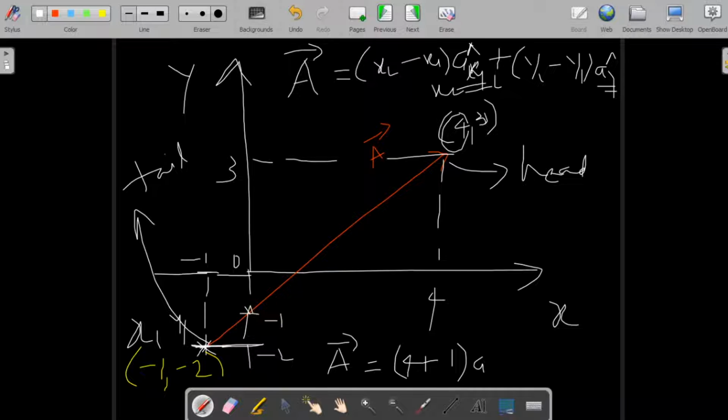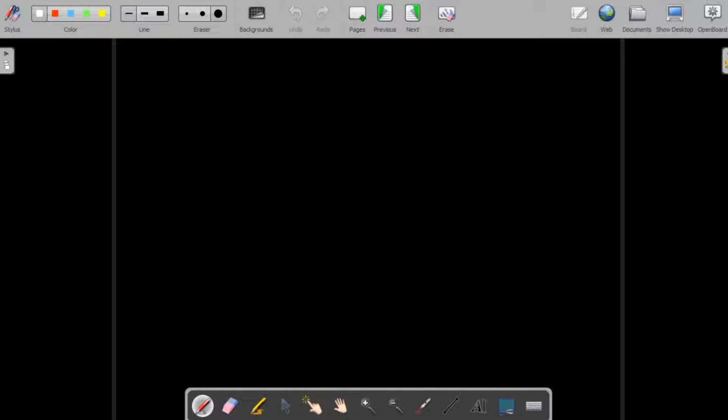Agree? ax cap plus, what is y2? 3. And what is y1? Minus 2. So I get 3 minus minus 2. So that is plus 2. So that is ay cap. Correct? So I get it as 5ax cap. So that vector representation will be 5ax cap plus 5ay cap.